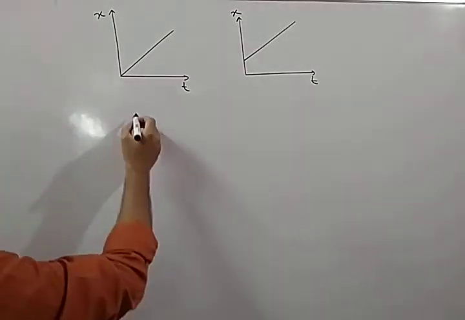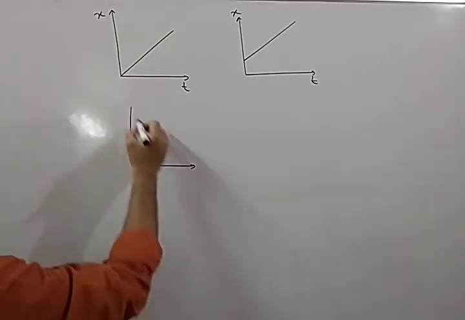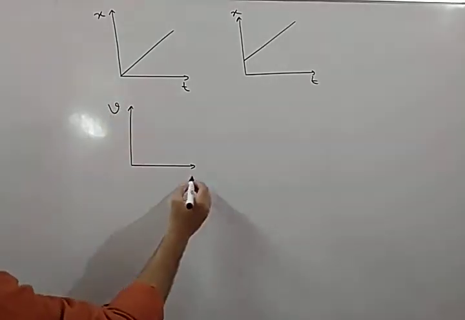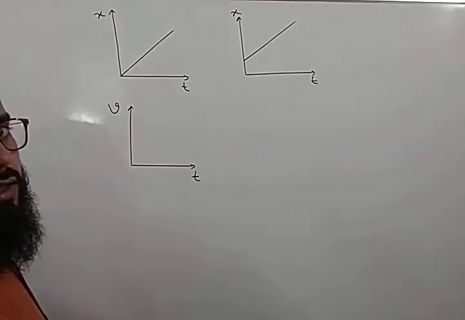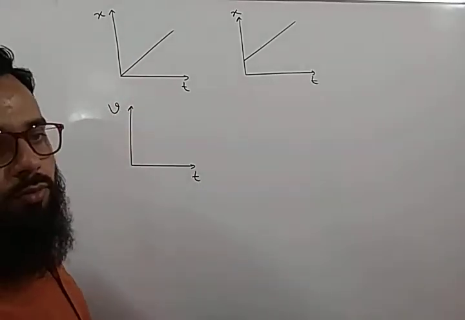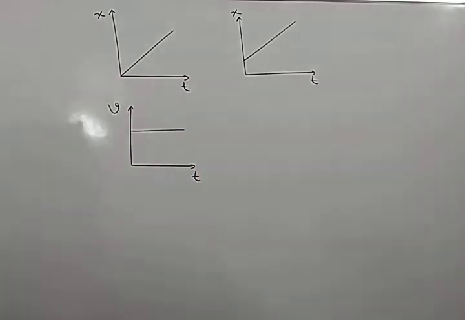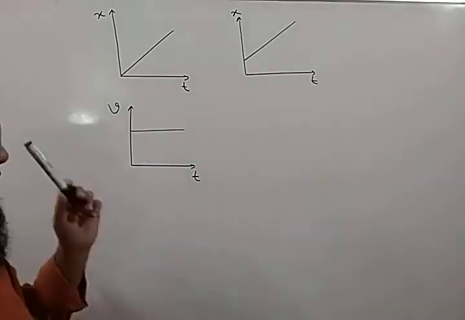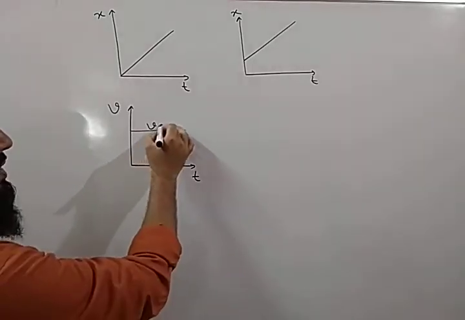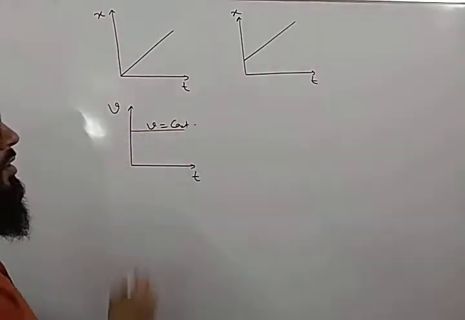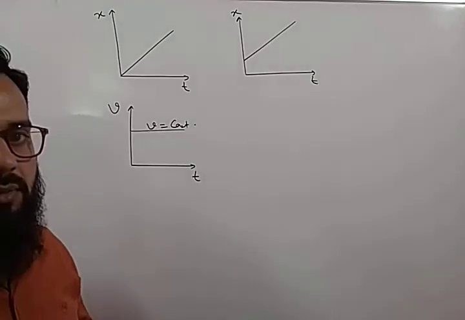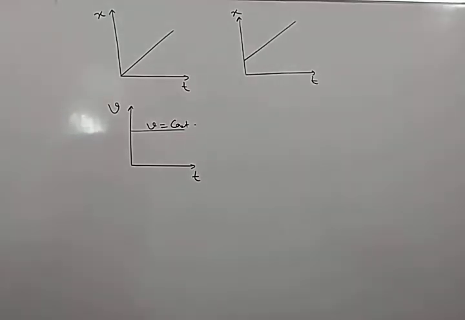And also the velocity-time graph I have discussed in my previous video. If it is velocity on the y-axis and time on the x-axis, then we know that for uniform motion the velocity is constant. So for constant velocity, the graph looks like a straight line parallel to the time axis, and this velocity is v equal to constant. So these three graphs we have discussed in my previous video.